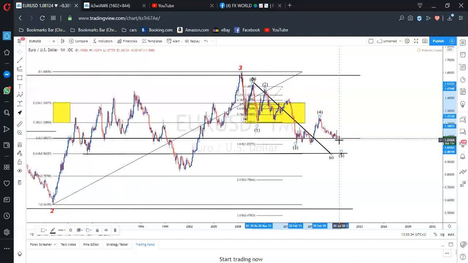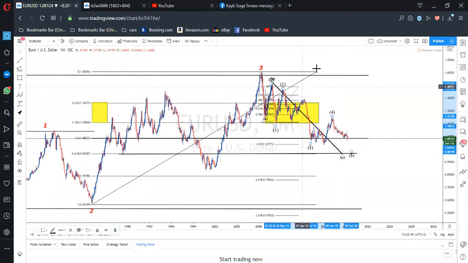I think I bought here, but price is likely to come down here. It's likely to come all the way down there. Okay, yeah, we'll get into detail of this. We'll look at it.